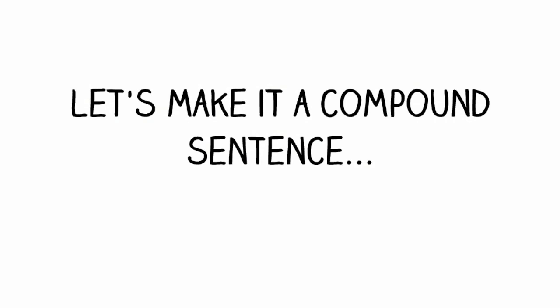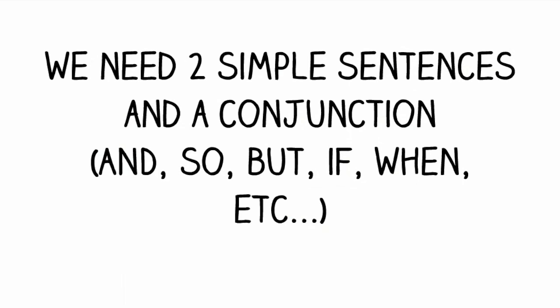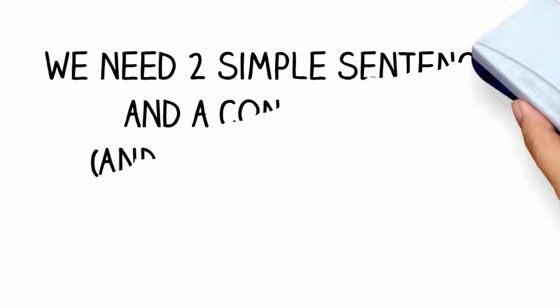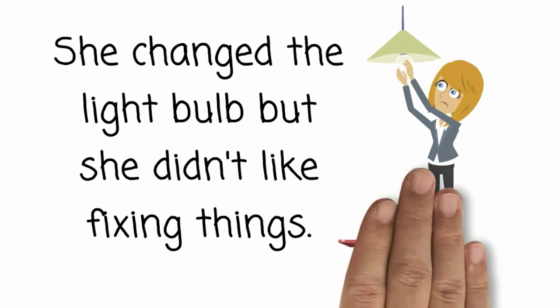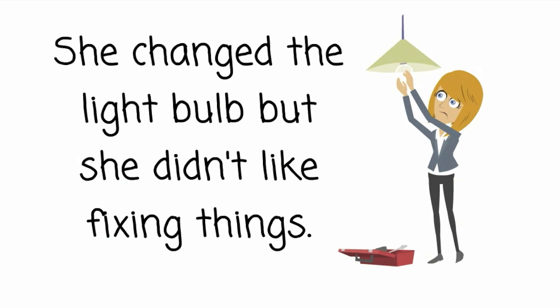What we're going to look at now is how you make it a compound sentence. So little bit more challenging, but again, not too tricky. You just have to remember that with a compound sentence, what you're doing is getting 2 simple sentences and then joining them together with a conjunction. And when we say conjunction, we mean words like and, so, but, if, when. I'm sure there are plenty of other conjunctions that you can think of, but those are just a few examples for you.